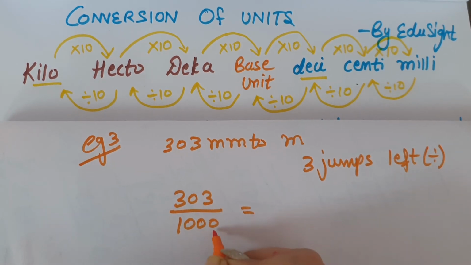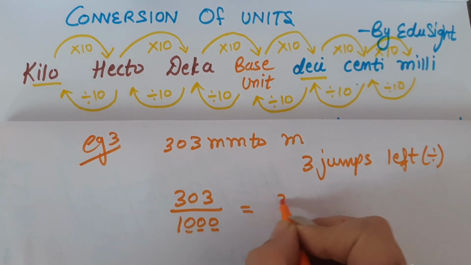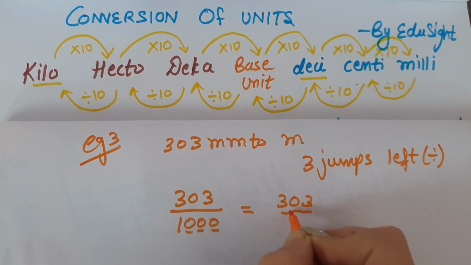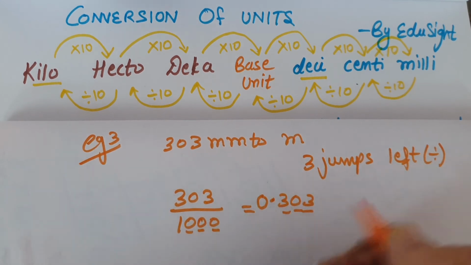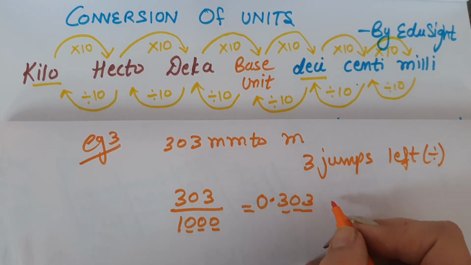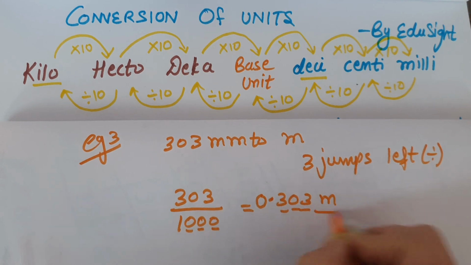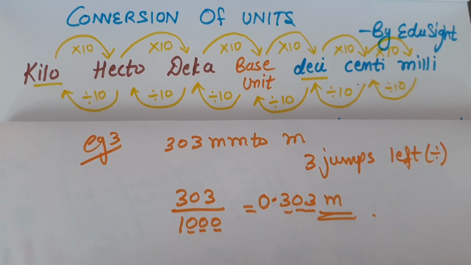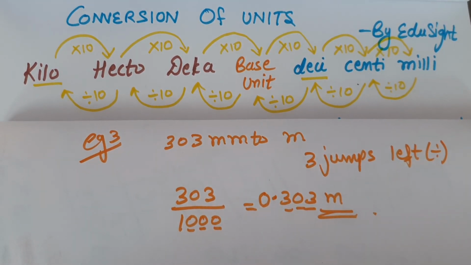I will put the decimal. 3 zeros. Count 3 numbers from back and put a decimal. And put a 0 if required. It is 0.303 meters. I hope the concept is clear to everybody.